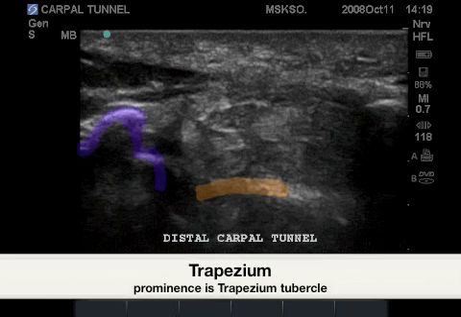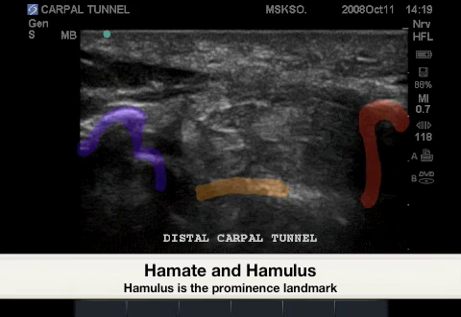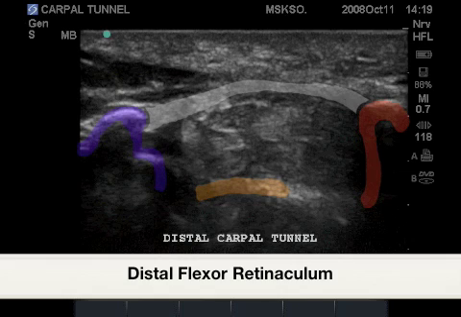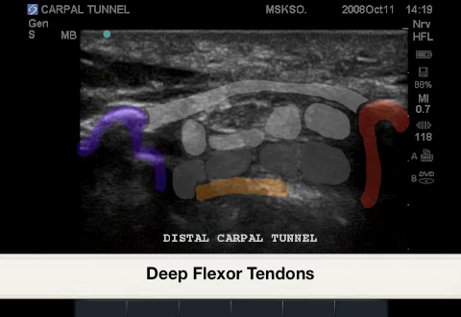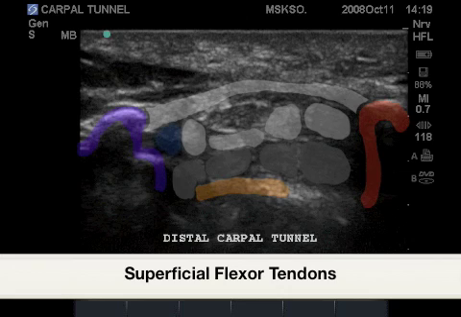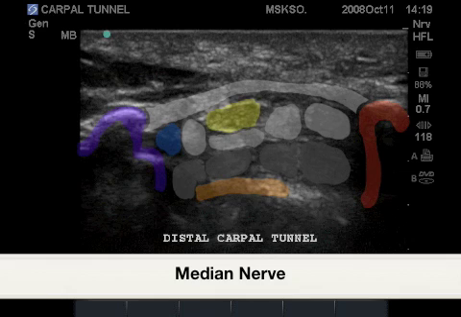the bony trapezium and trapezium tubercle being the bony prominence, as well as the hamate and hook of the hamate in red, and the distal flexor retinaculum. Shown in light gray here are the deep flexor tendons. Gray would be the superficial flexor tendons, and blue would be the flexor pollicis longus, and yellow would be the median nerve.